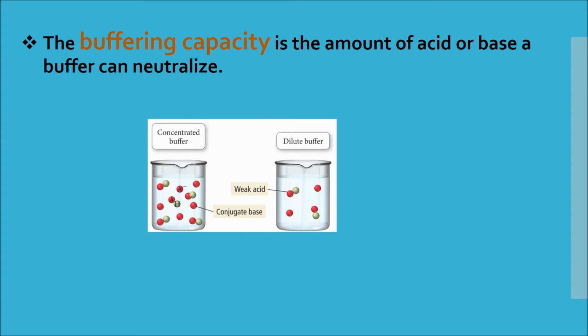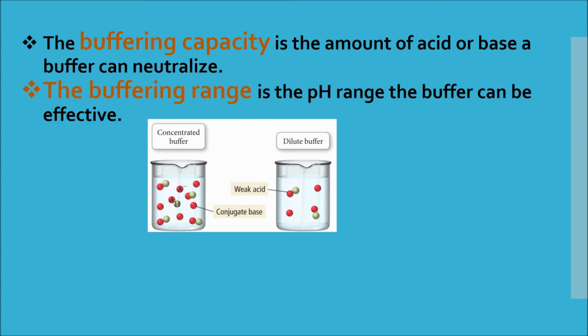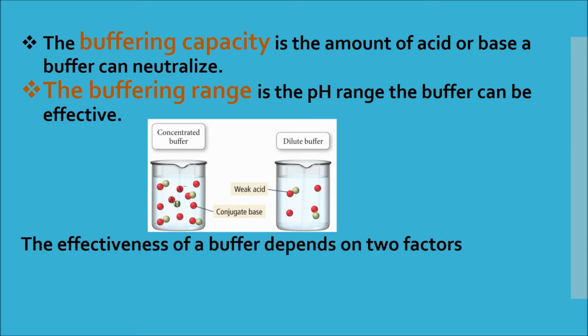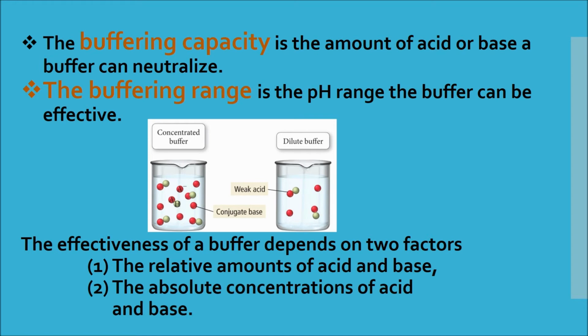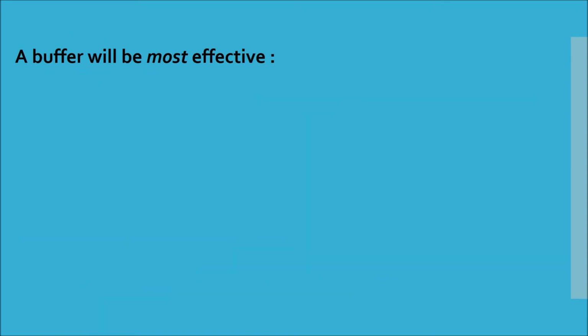Now, buffer also has specific ranges in which it will operate. And the buffering range is the pH range that a buffer can be effective. And you design your buffer for this. So the effectiveness of a buffer depends on two factors. One, the relative amount of acid and base that's in the buffer, as well as the absolute concentration of acid and base. A buffer will be most effective if the ratio of base to acid is equal to 1.